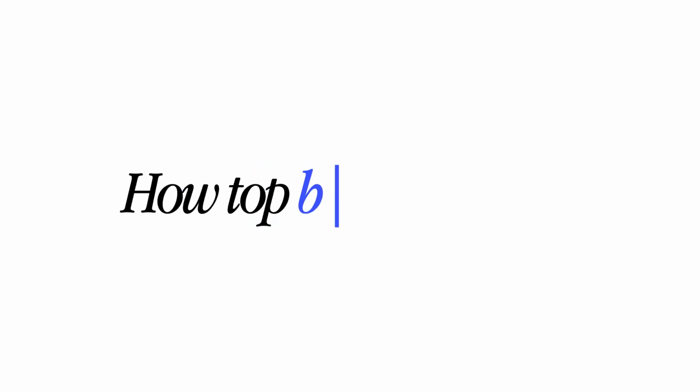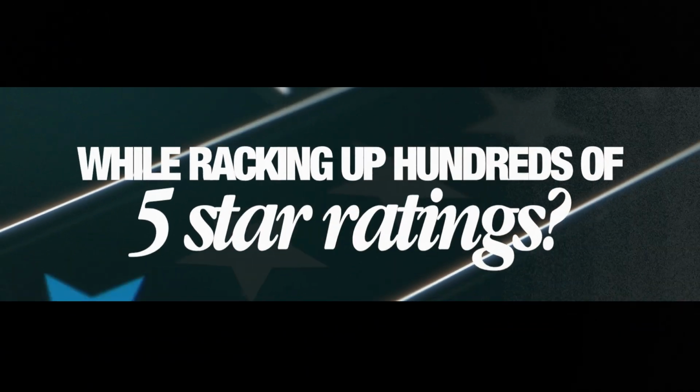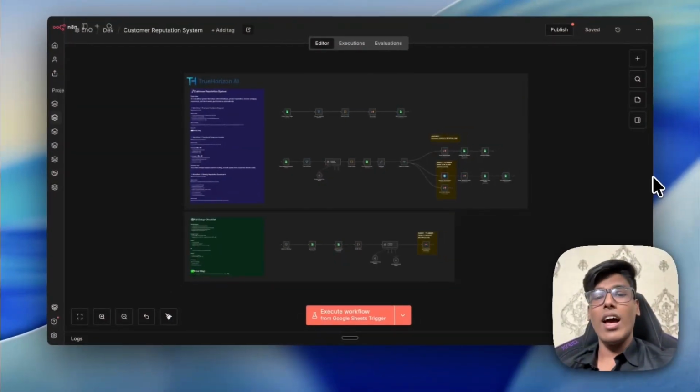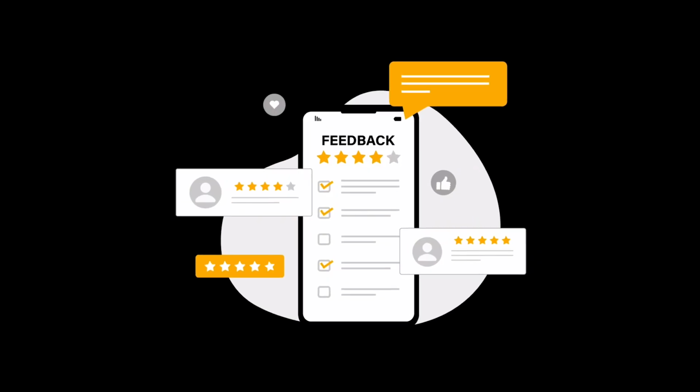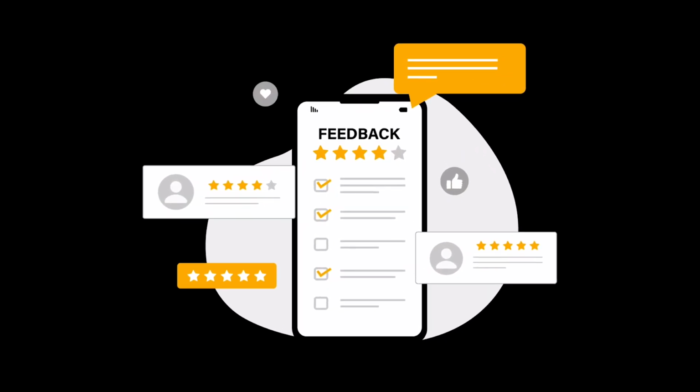Ever wonder how top businesses catch bad reviews before they go public while racking up hundreds of 5-star ratings? They don't do it manually. Today, I'm going to show you exactly how to build the behind the scenes feedback engine. In this, we're going to automatically ask for feedback, filter the happy clients to your Google review page, and instantly ping your phone if a client is unhappy and needs an apology. So let's dive right in.